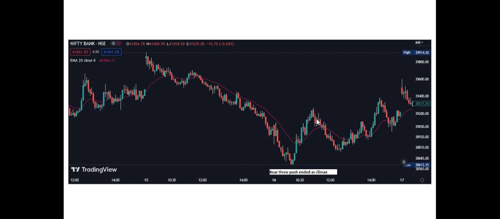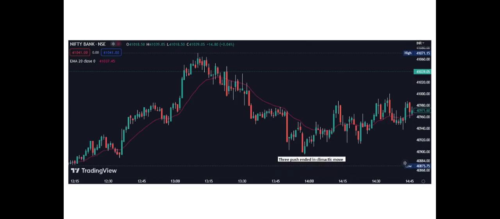Whether later the bull move is steep or not is a secondary matter, but the initial bull move will be very, very steep. And now let's look at another example. Here also the bear three push ended in an extreme climax. It's a big climax. Look at this.